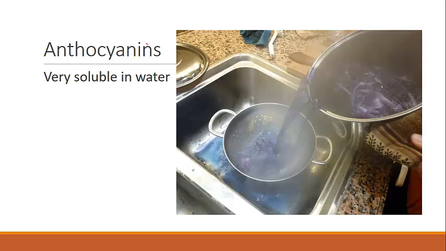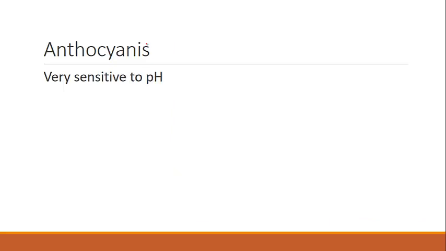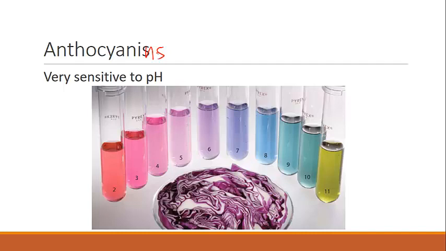So whenever you cook these fruits and vegetables in water, it will leach out into the water because it dissolves very easily in water. Also, anthocyanins, sorry about that typo, that should be anthocyanins. They're very sensitive to pH in a very cool way. So if you make red cabbage juice and you put it in environments of different pHs, you see a beautiful variety of colors. So this is a picture of red cabbage juice that has different pHs.